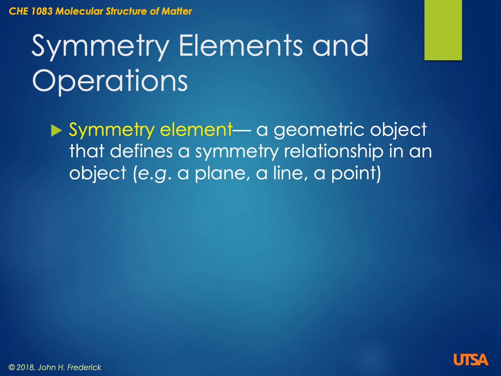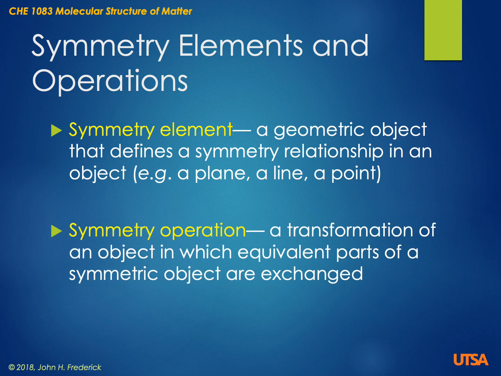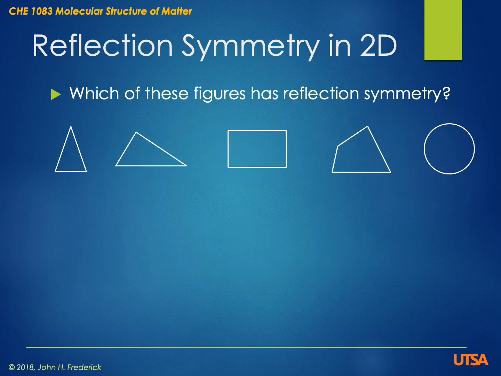A symmetry element is a geometric object that defines a symmetry relationship. So it could be a plane, it could be a line, or it could be a point. A symmetry operation is a transformation of the object into an equivalent version of it that uses that symmetry element as a guide for it. So let's start illustrating this with some real examples.